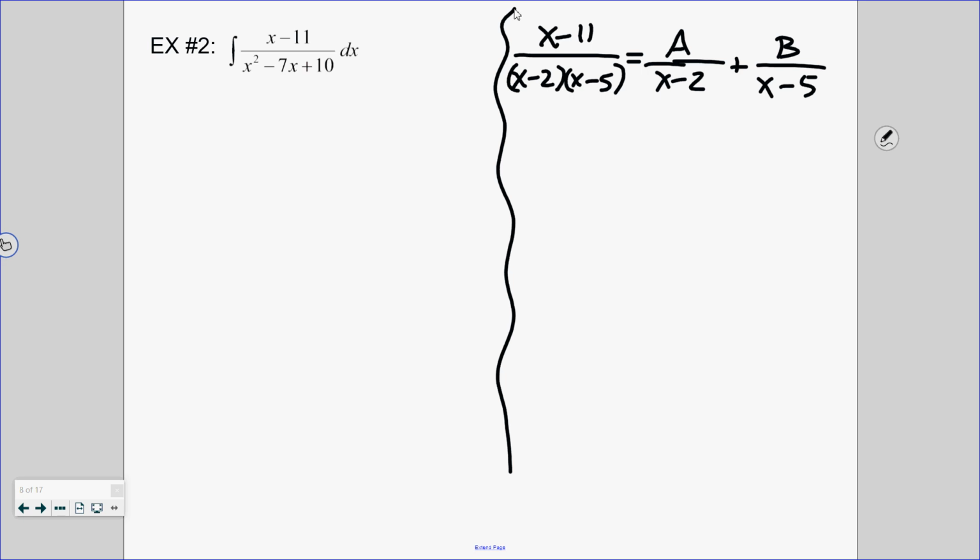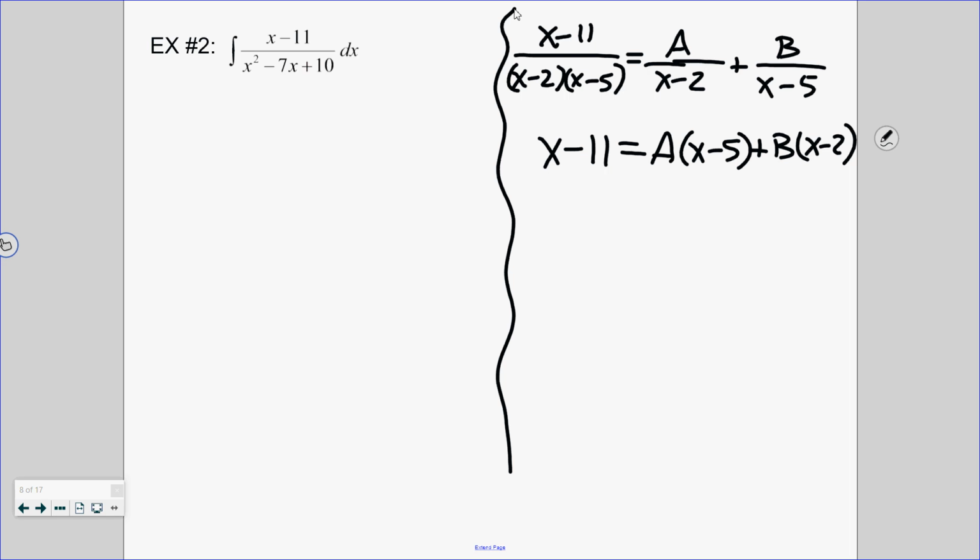And then instead of actually physically multiplying like I did on the last one, just know I'm going to multiply by x minus 2 times x minus 5. So the left is going to be x minus 11. The right will be A times x minus 5 plus B times x minus 2, because that's what's going to be left if I multiply by that common denominator. So then I'm going to substitute for what is going to make one of the factors 0, so that way I can solve.